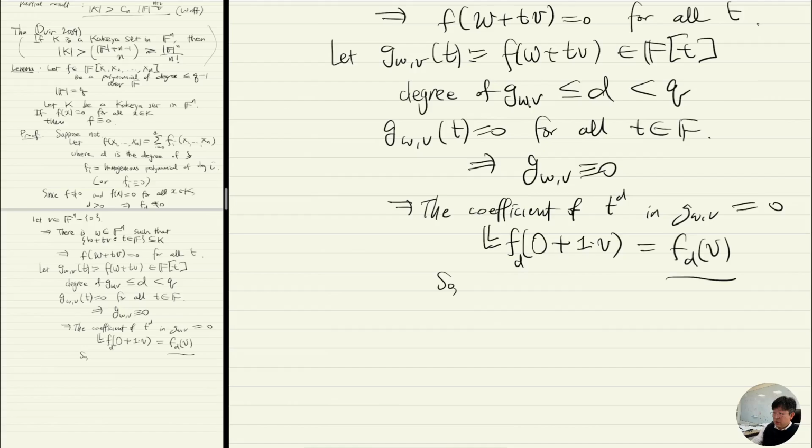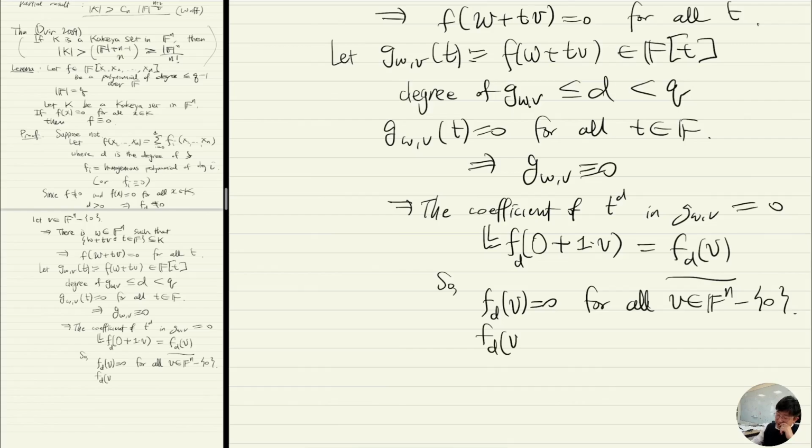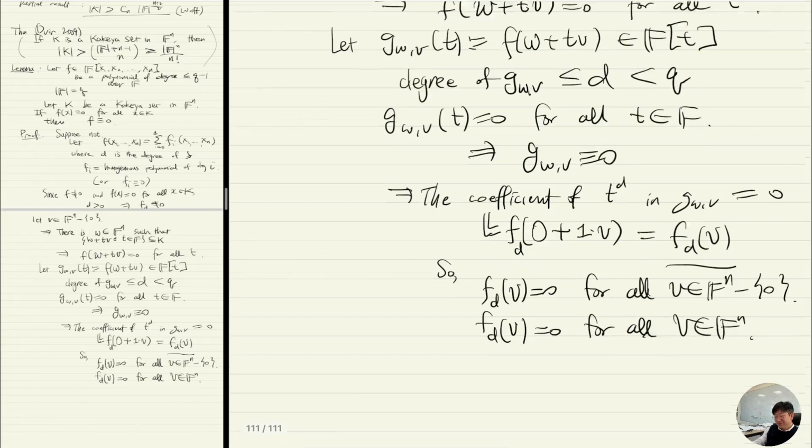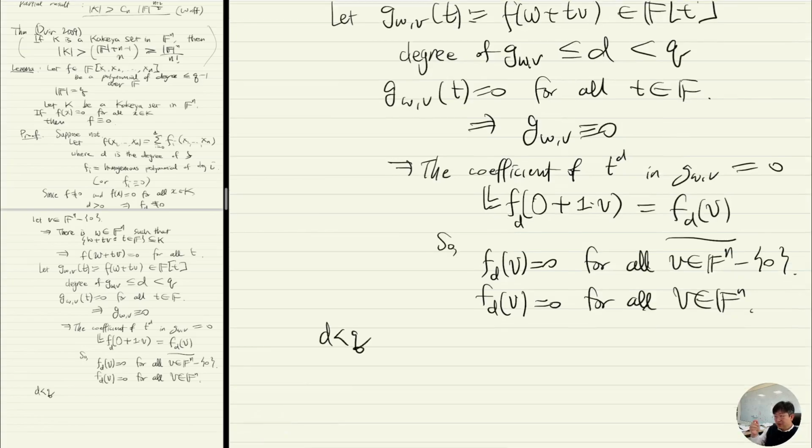So we know that f_d of v is 0 for all v in F^n minus 0. And actually this is true even if v is 0, because it's a degree d homogeneous polynomial. So even if v is 0, this is true. Now d is less than q.